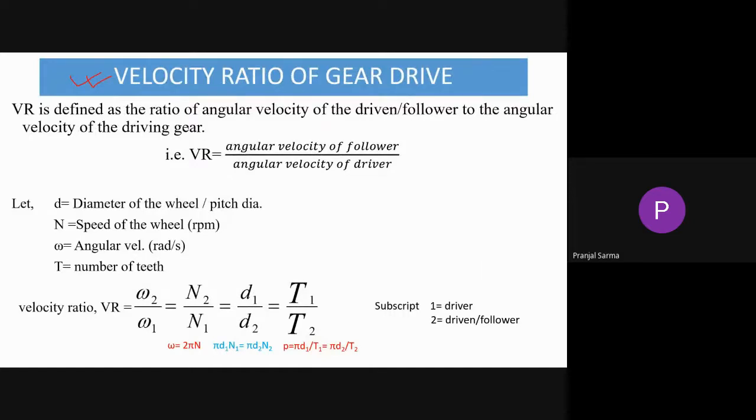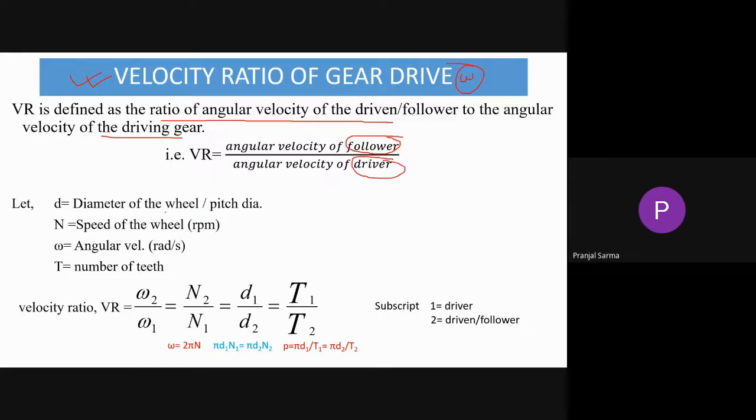Here we'll be talking about circular velocity only, generally omega, the angular velocity. So here VR, the velocity ratio, is defined generally as the ratio of the angular velocity of the driven or the follower to that of the angular velocity of the driving gear. So you must remember, the angular velocity of the follower by the driver.